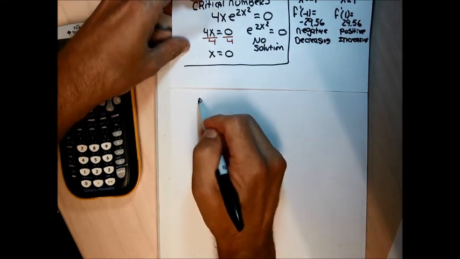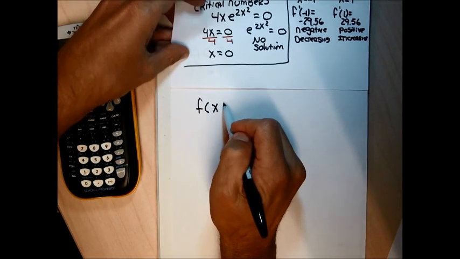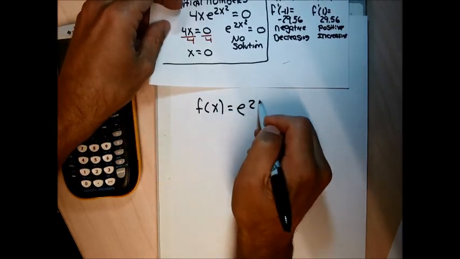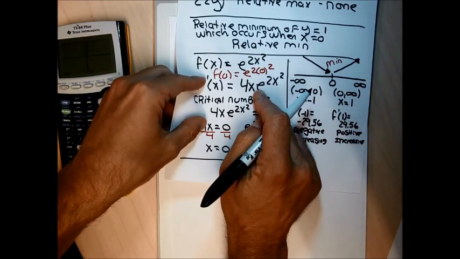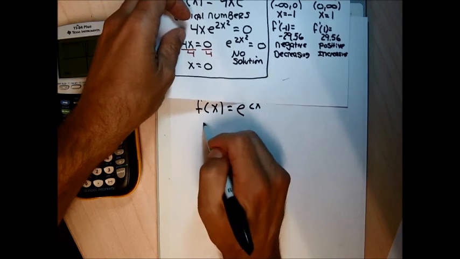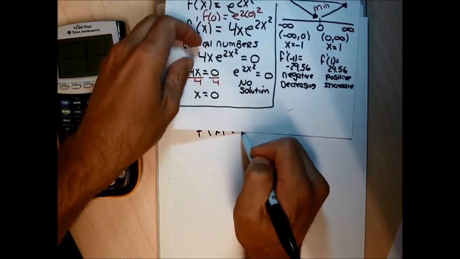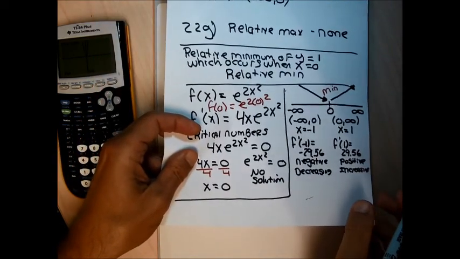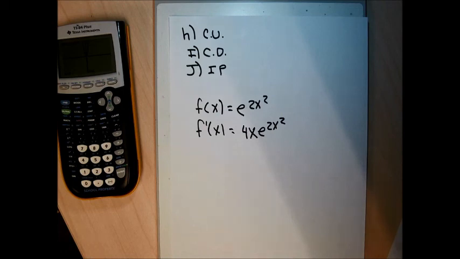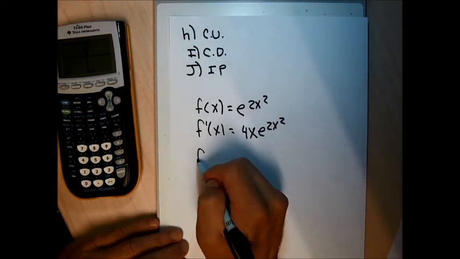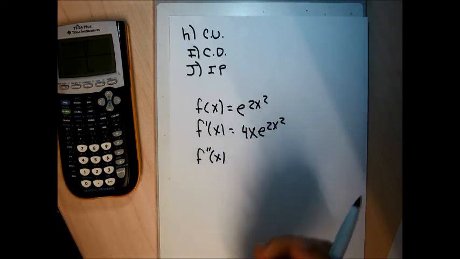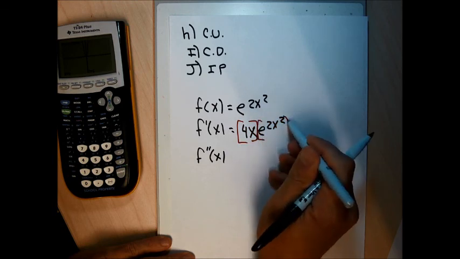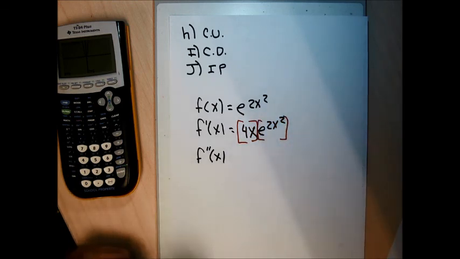I might need the original function here, so I'm going to write down the original function, which you can't see, f of x equals e to the 2x squared. And I'm going to need the first derivative, f prime of x equals 4x e to the 2x squared. So I just took those from work that I already did because I need the second derivative for concavity. So now I'm going to find the second derivative, and there's multiplication here. And when I have multiplication, I need to use the product rule to find the derivative I'm searching for. So I'm going to use the product rule.